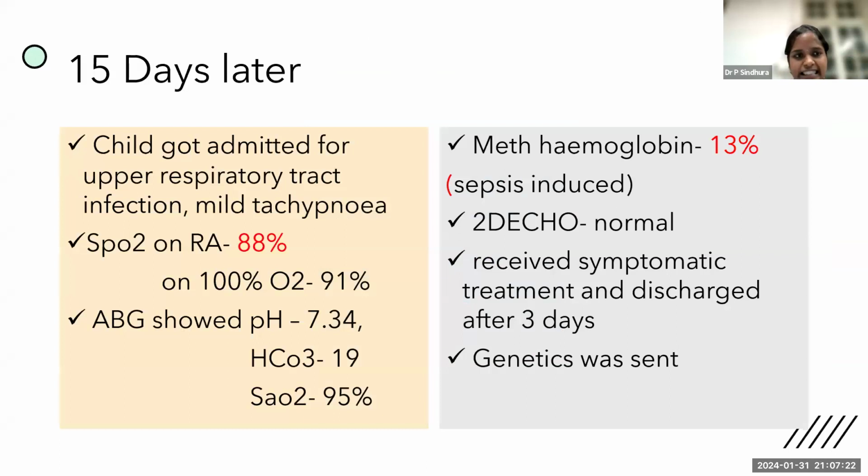Fifteen days later, the child got admitted with upper respiratory tract infection with mild tachypnea. On room air, the saturation was 88%, and even after giving 100% O2, the saturation remained 91%, hence an ABG was performed, which showed bicarb of 19, pH of 7.4 and saturation of 95, but methemoglobin was 13%. Normal methemoglobin levels should be less than 2%. At that point, we did a 2D echo to look for cyanotic heart disease. It was normal. The child received symptomatic treatment and was discharged. We thought that the methemoglobinemia was probably because of sepsis. Still, keeping HABC in consideration, we sent genetics.